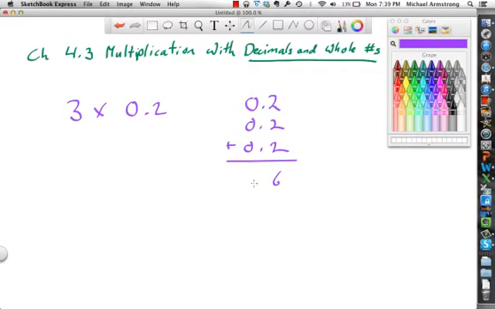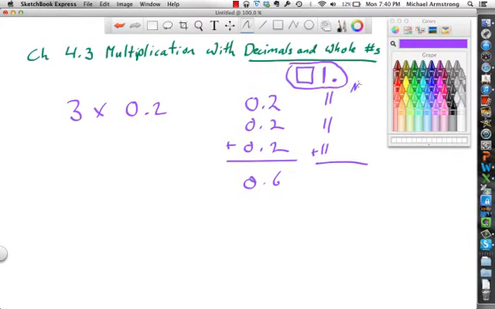2, 4, 6, 0.6. Okay, we would add repeatedly to get our answer, and we could have done that using our stick figure analysis, where each one of these lines represents a tenth. Remember, this square is one whole, and a stick is a tenth, and a dot is like a 100th. Okay, so this is our model.